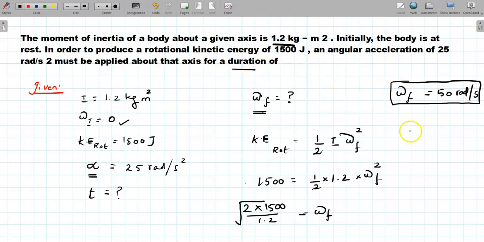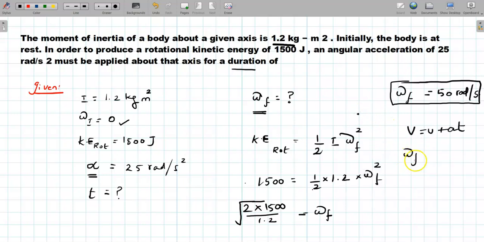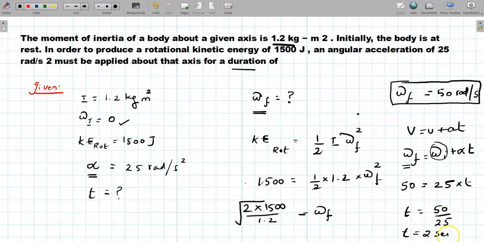So we know the formula, v is equal to u plus at, the linear equation, same. v is final velocity, so final angular velocity, this is initial angular velocity plus angular acceleration times time t. So this value is 0, and this value 50 is equal to alpha 25 times t. So time is equal to 50 over 25. So time is equal to 2 seconds, which is the answer.